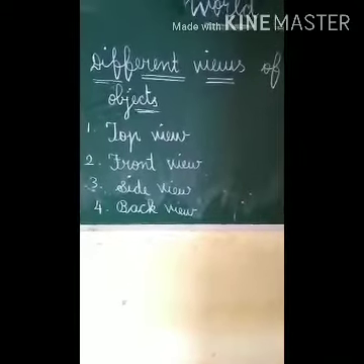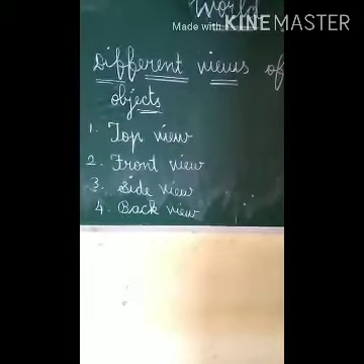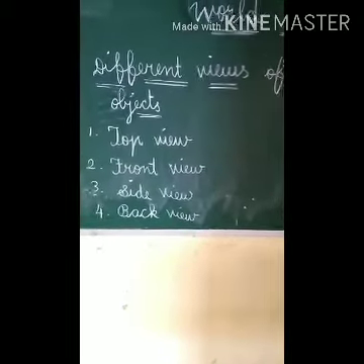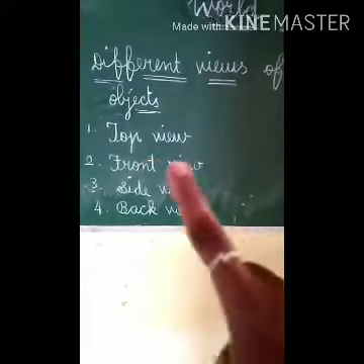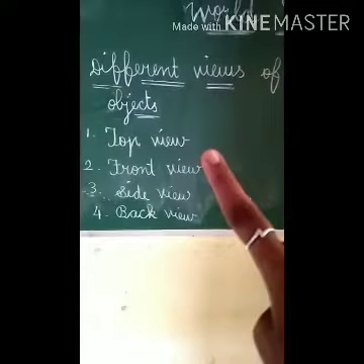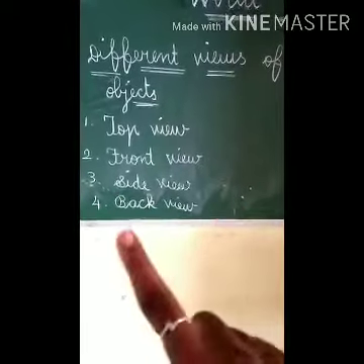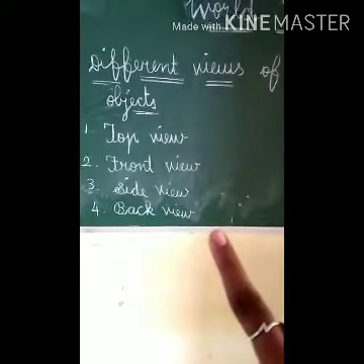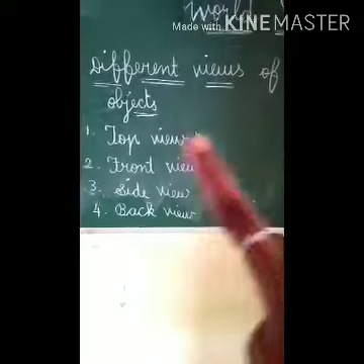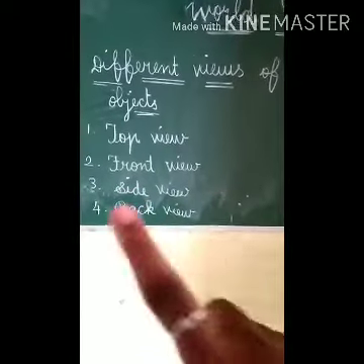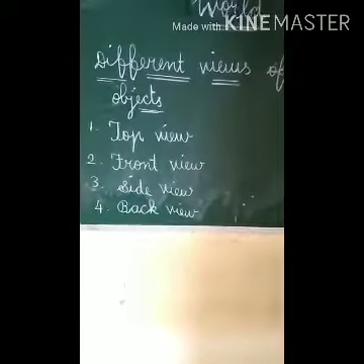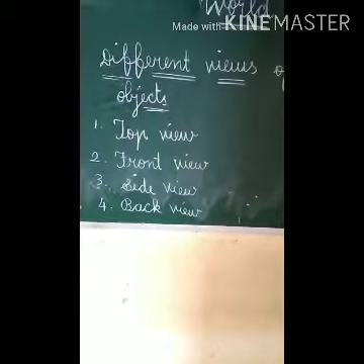Let's see, children. There are 4 views. Let's see them one by one. What are they? Top view, front view, side view, back view. Let's see them one by one with examples.